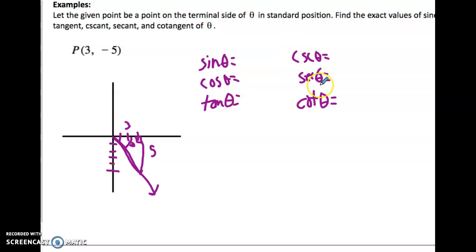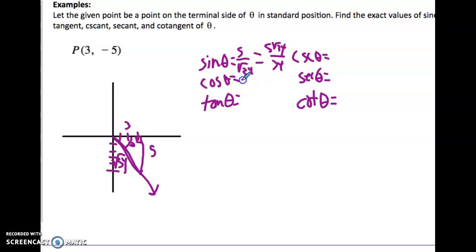So I went ahead and wrote in all the values that I need to find here. The next thing I need to do is find the distance of the hypotenuse of the triangle. And 3 squared plus 5 squared is equal to 34, so it's the square root of 34. And that's just going to represent my hypotenuse. So the sine of theta is opposite over hypotenuse, so it'd be 5 over the square root of 34, which you get rid of the 34 in the bottom, so it's 5 square roots of 34 all over 34.